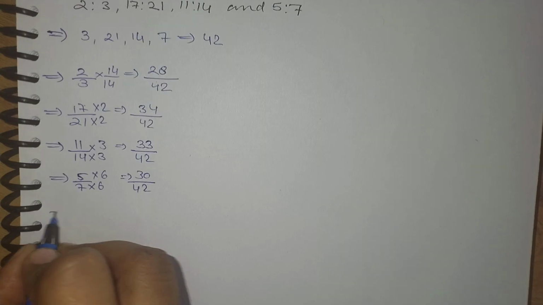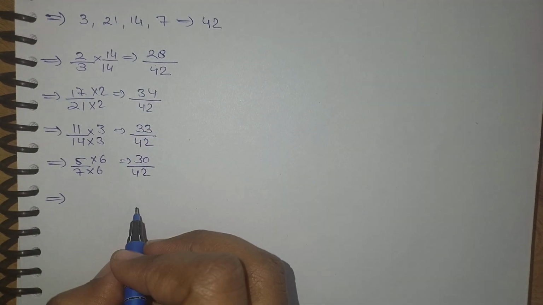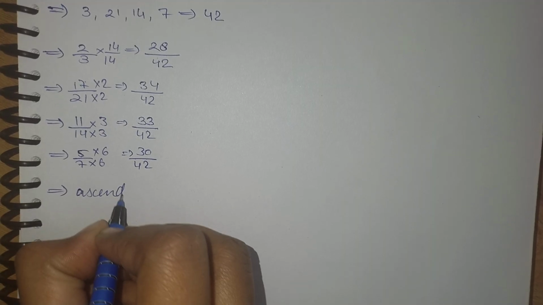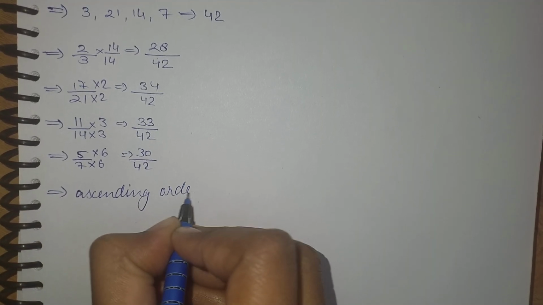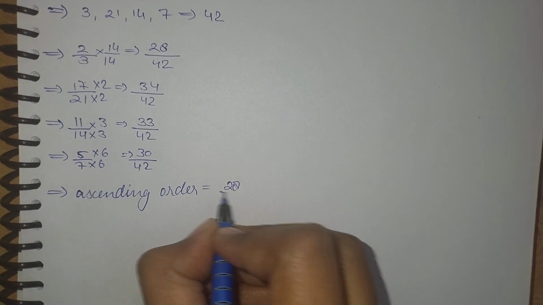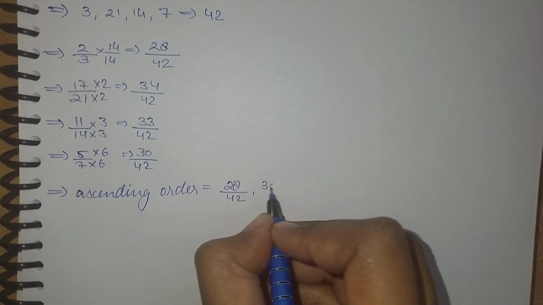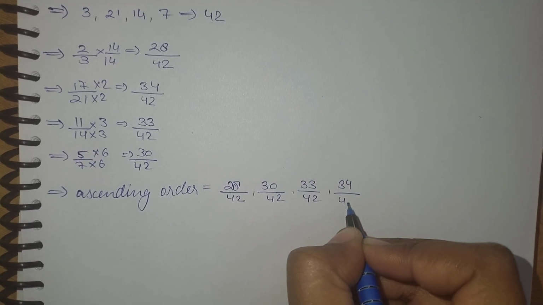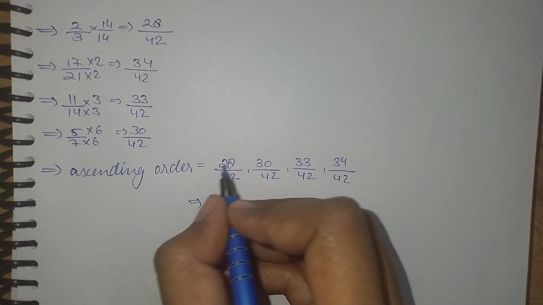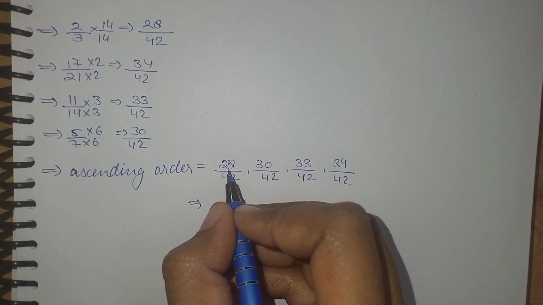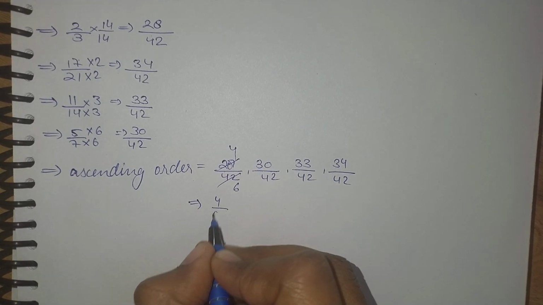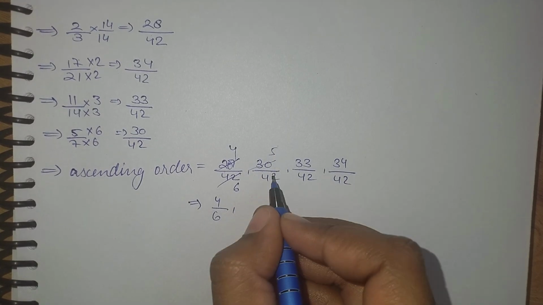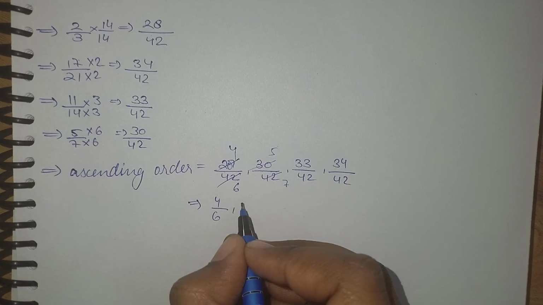Now the third part here, 5 by 7, it will be multiplied by 6, here also 6, so 30 by 42. If we write in ascending order form, by comparing them, it will go from smaller to greater. Then we will simplify it. So ascending order will be 28 by 42, then 30 by 42, afterwards 33 by 42, and then 34 by 42. If we simplify that part, 28 by 42 will be cancelled out by 14, giving 2 by 3. Again simplifying, 30 by 42 will be cancelled out by 6, giving 5 by 7.